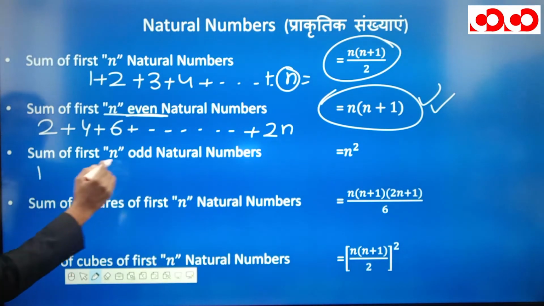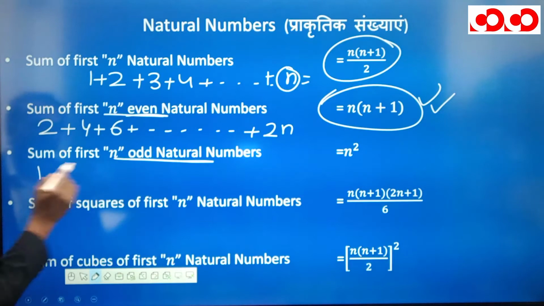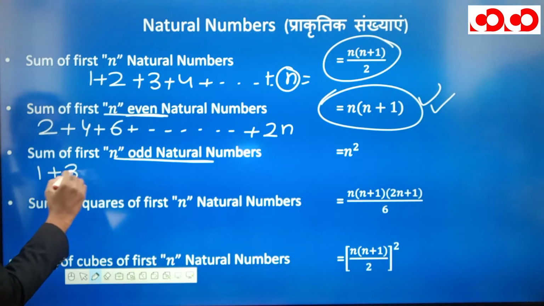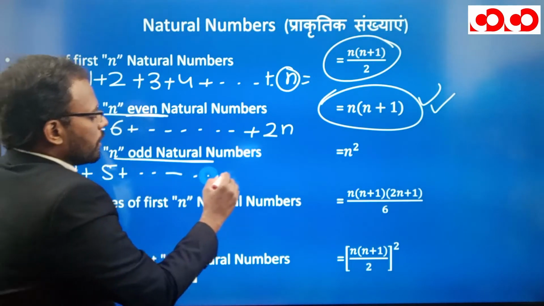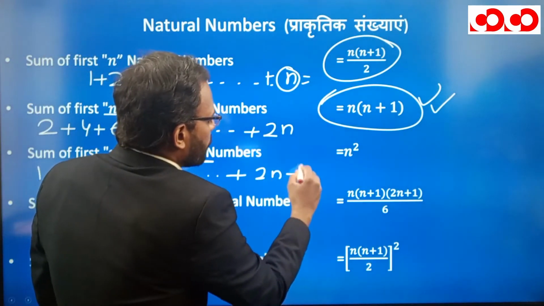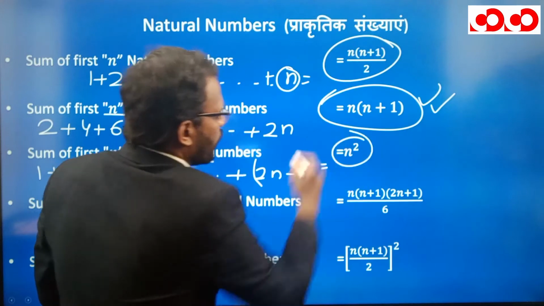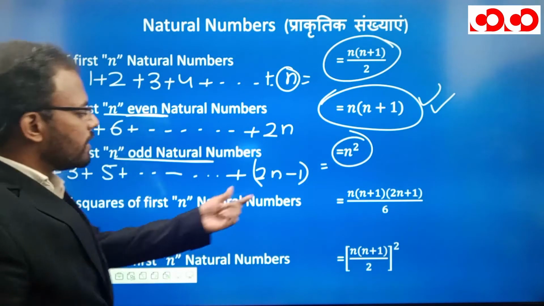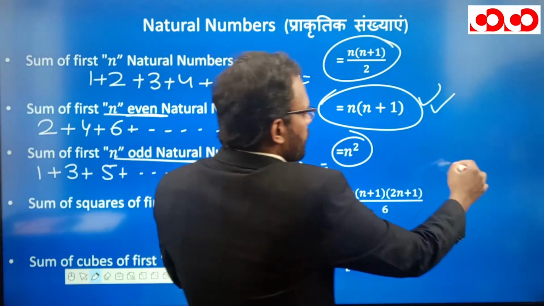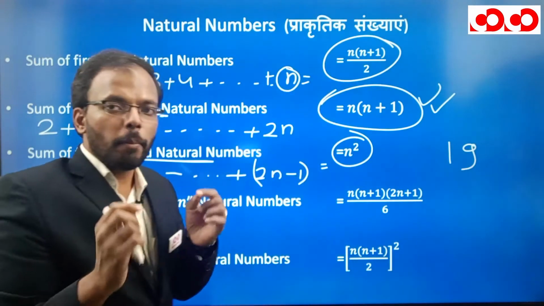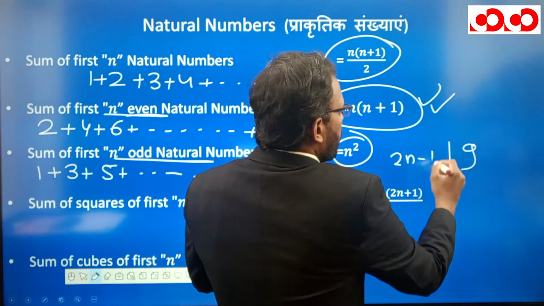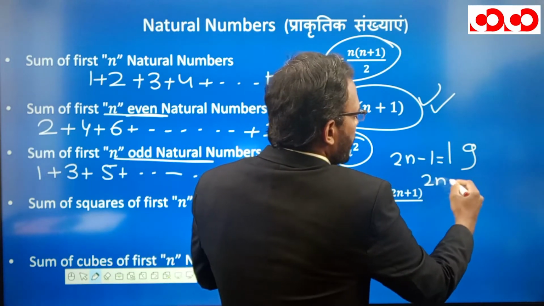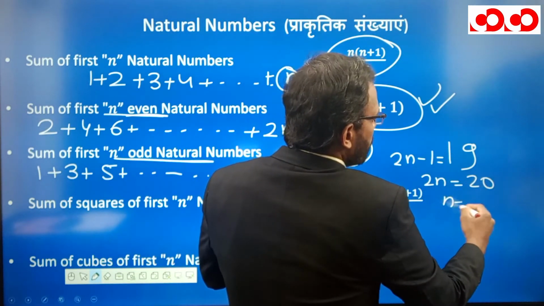It is the sum of the first n odd natural numbers. Now what is odd? 1, after that you will get 3, after that 5, and the last term is going to be 2n minus 1, and the sum is equal to n square. Suppose the last term is 19. How will you find the number of terms? You will put 2n minus 1 is equal to 19, so 2n will be equal to 20 and the number of terms will be 10.